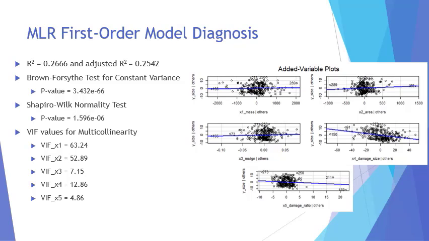AV plots. In terms of other violations, the Brown-Forsyth test for constant variance and Shapiro-Wilk test for normality show that the model violates these two assumptions due to having p-values less than 0.05. There is also a major issue of multicollinearity among the variables, as the variance inflation factors for all predictors except x3 and x5 have a value greater than 10.